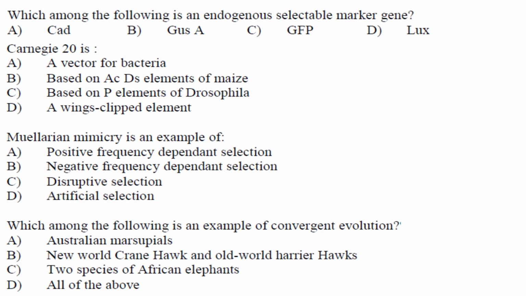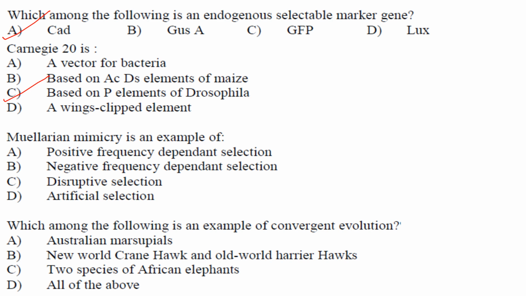Then which among the following is an endogenous selectable marker gene? GUS is a reporter gene, GFP is a reporter gene, LUX is a reporter gene. What is left out? CAD, that is carbamoyl phosphate synthetase. So it is an endogenous selectable marker gene. Then Carnegie 20. It is based on P elements of Drosophila. It is a vector for P element mediated gene transfer in Drosophila.